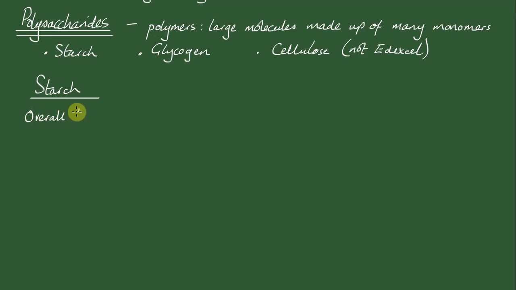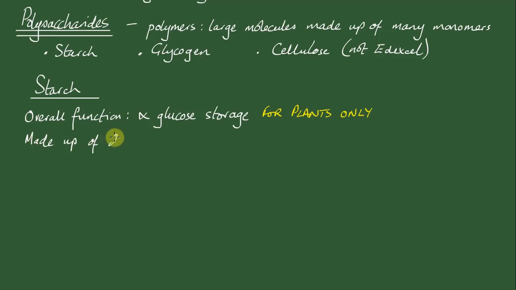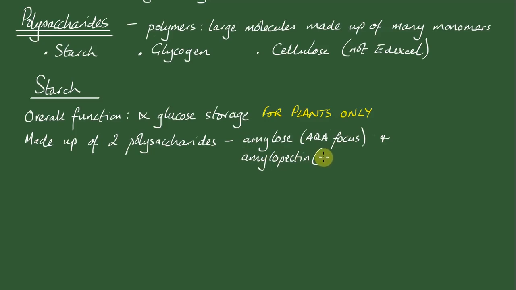So, first of all, starch. Crucially, you need to know what the overall function is. It is the alpha-glucose storage molecule for plants. You will never find starch in an animal cell. Really important that you try and remember that. And this starch substance is actually made up of 2 polysaccharides. Amylose, which is the one that AQA focuses on, but also, in addition, amylopectin. And if you are doing OCR or Edexcel, you absolutely need to know about amylopectin.